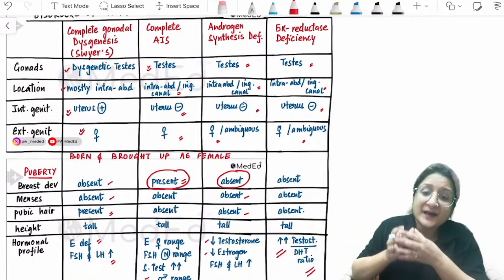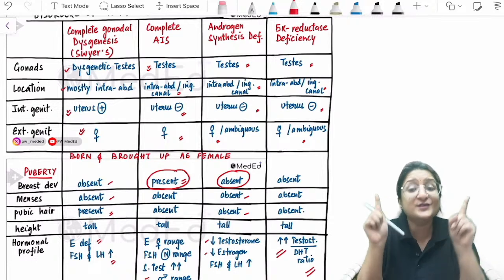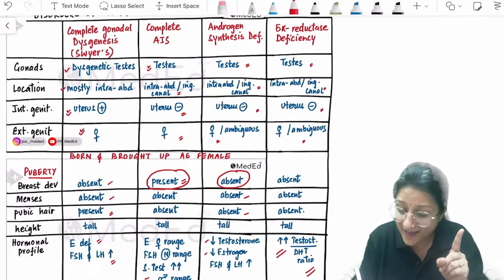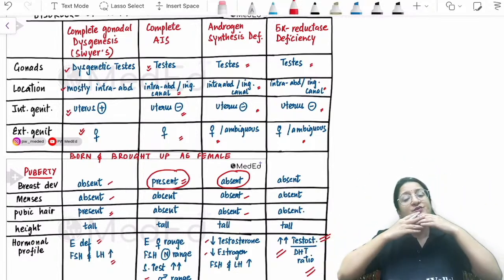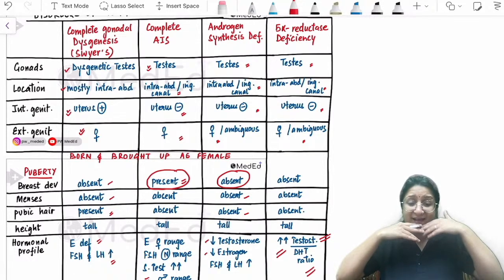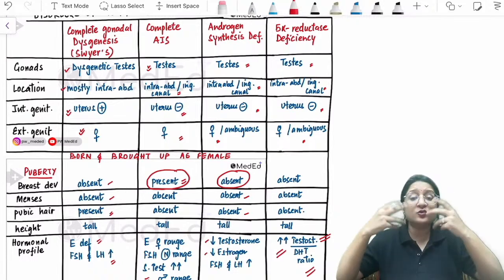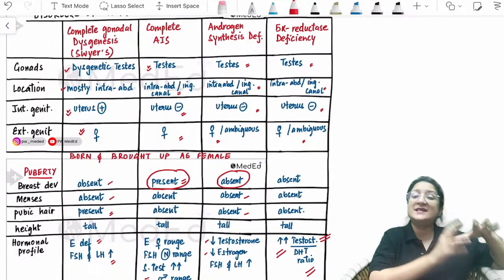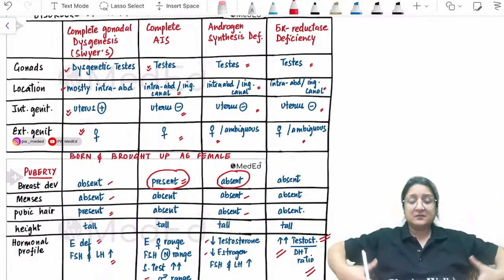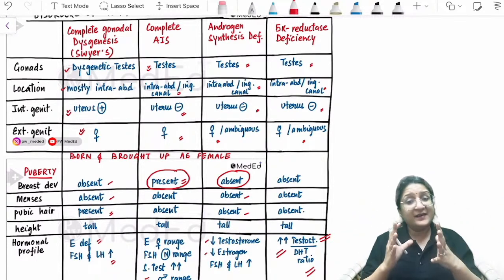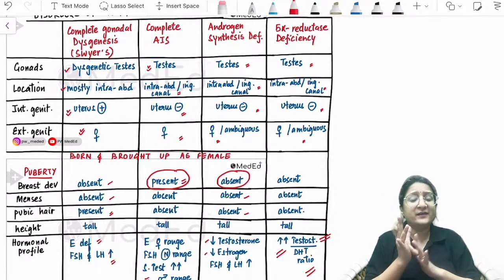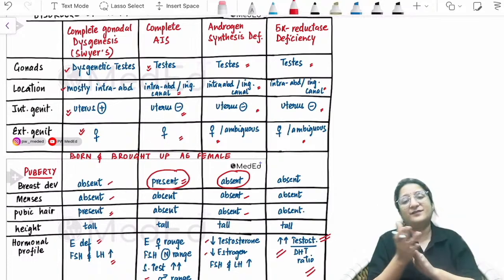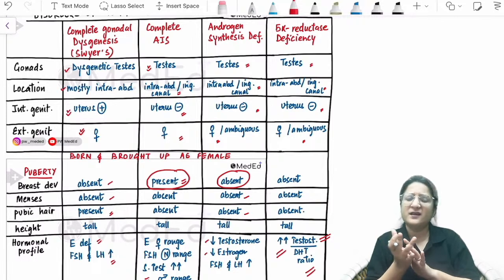In 5 alpha reductase deficiency, there is no deficiency of androgen receptors. So these excess androgens are able to act on tissues. That is why androgen related effects can be seen, like male muscle mass, deepening of voice. Breast development becomes absent in these women, and pubic hair are absent because the tissues require 5-alpha reductase. So pubic hair is absent.